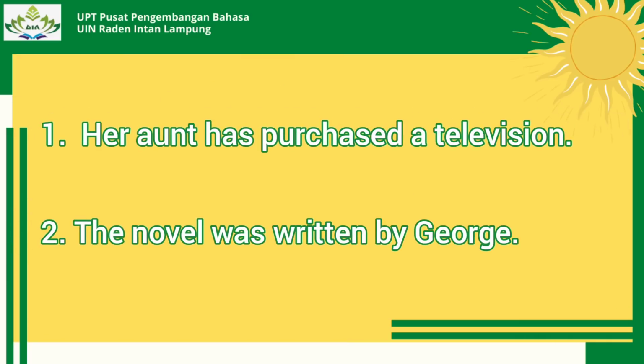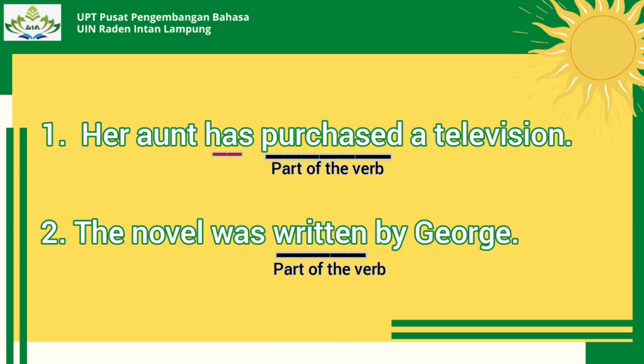Look at these sentences. Number 1. Her aunt has purchased a television. Number 2. The novel was written by George. In the first sentence, the past participle purchased is part of the verb because it is accompanied by has. In the second sentence, the past participle written is part of the verb because it is accompanied by was.